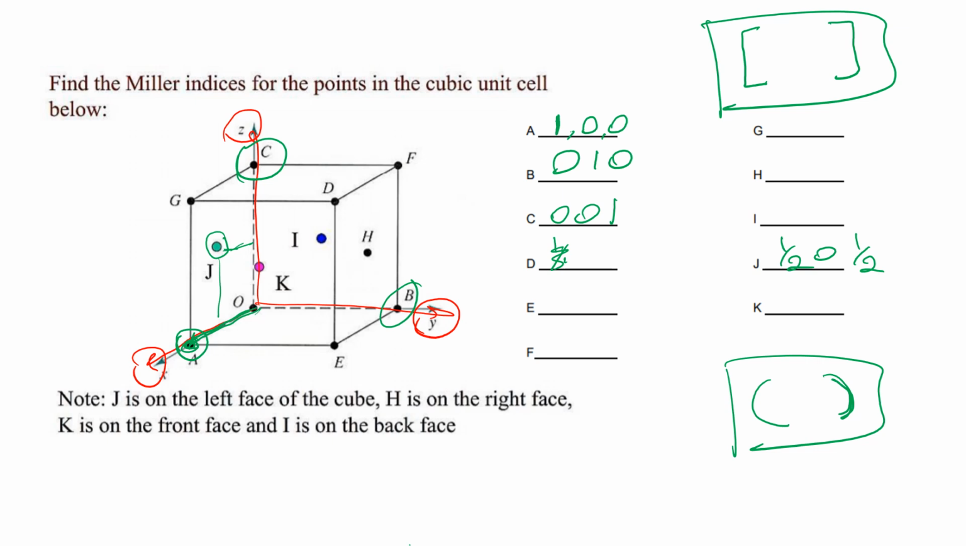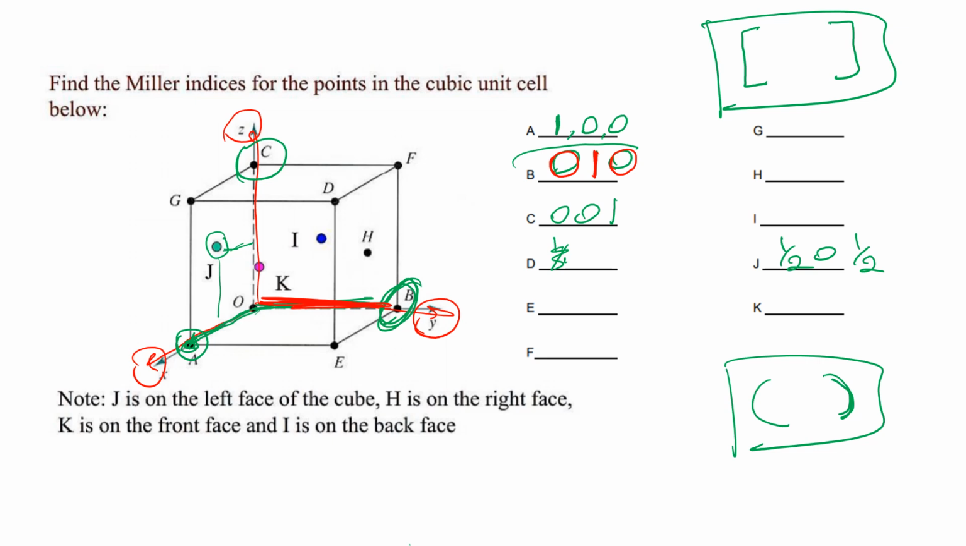Which one? B? Yeah. You just go along the Y. So 0, you need to go along the X. You don't have to go along the Z. You only have to go along the Y. So X is 0, Z is 0, just Y is 1.